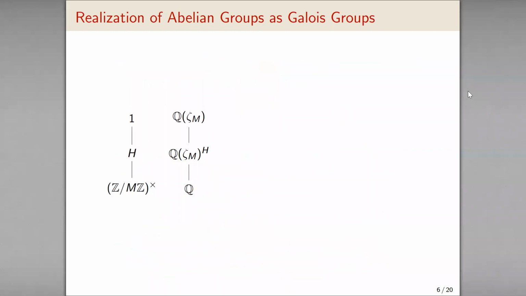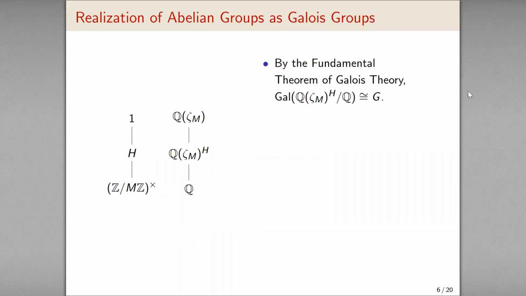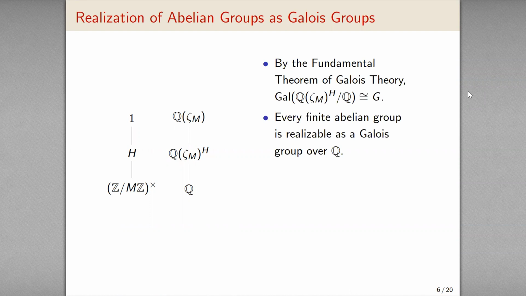The fixed field of H is an intermediate field between Q(zeta_M) and Q. And by the fundamental theorem of Galois theory, the Galois group of this field is isomorphic to (Z over MZ) star over H, which we just showed is actually G. Hence, every finite abelian group is realizable as a Galois group over Q.